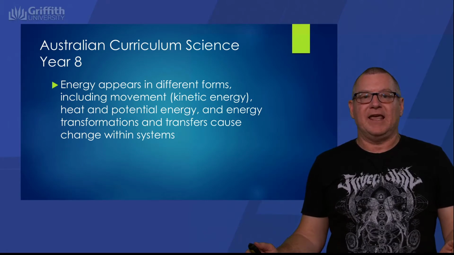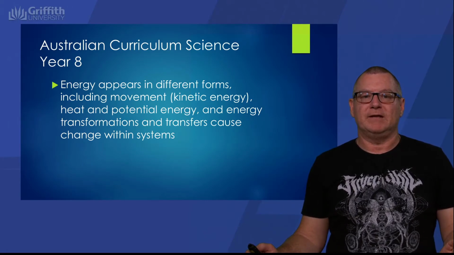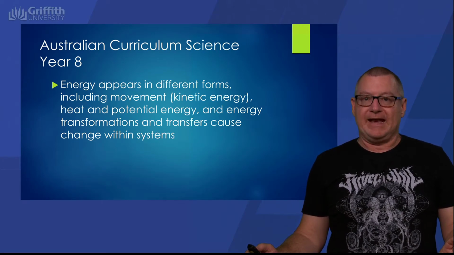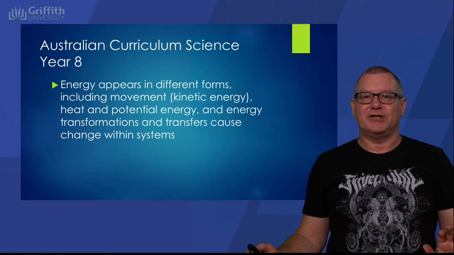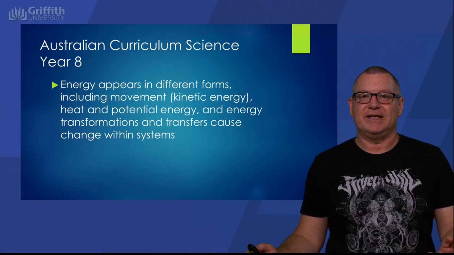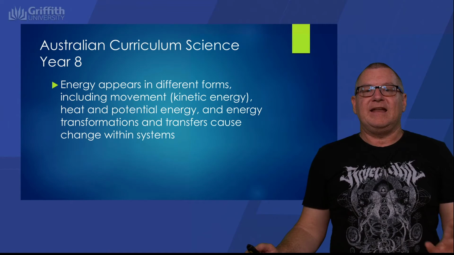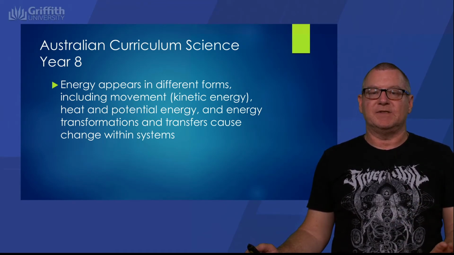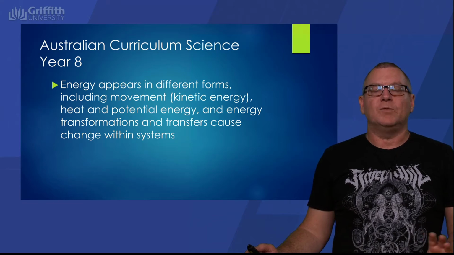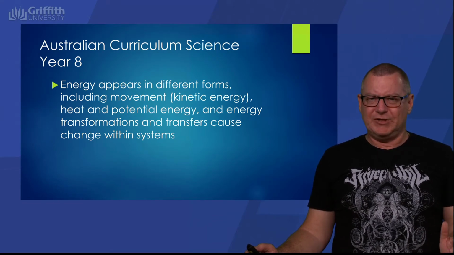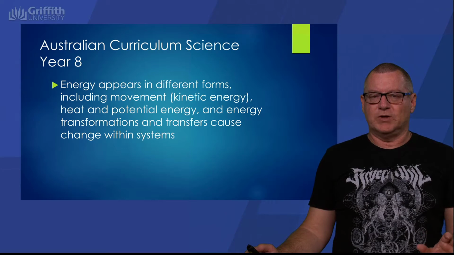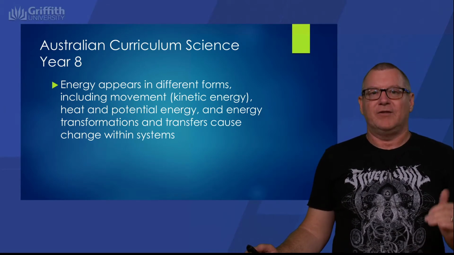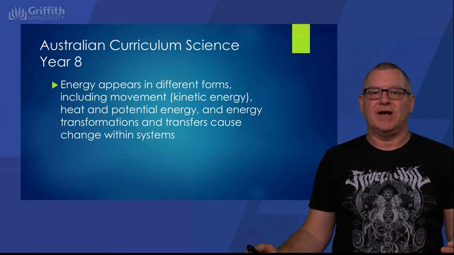Year 8: energy appears in different forms, including kinetic energy, energy of movement, heat energy, and potential energy. That includes chemical potential energy, gravitational potential energy, and spring potential energy at least. And energy transformations and transfers cause change within systems. So energy travels around through the system. Now in biology, in week 6, I think, we talked about how energy travels from the sun to the plants, to the animals, through that system. So that's one way that energy transfers.